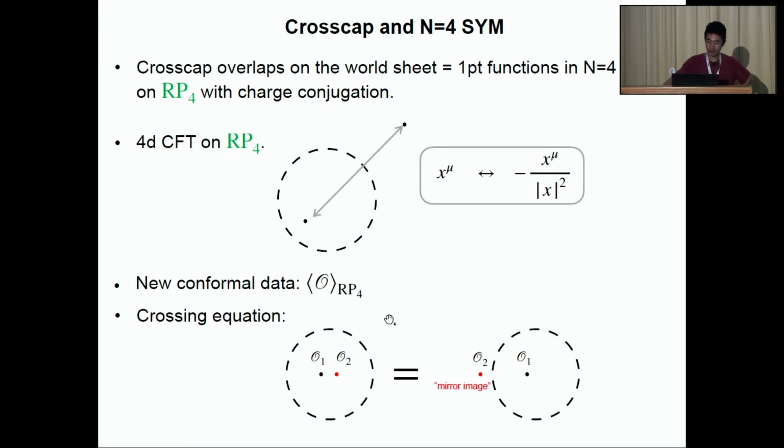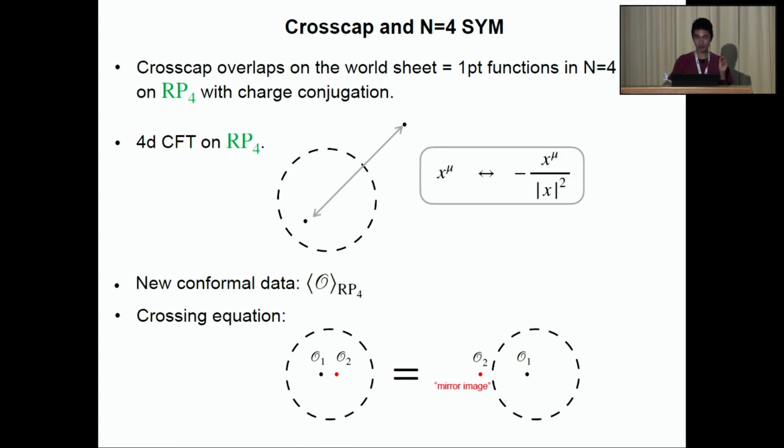And the crossing equation schematically takes this form. Here I'm taking the fundamental domain to be the interior, but that's okay. You take two operators, and there are two different ways to perform the OPE of these two operators. One is to do the OPE directly by approaching the two operators. Another way is to approach O1 to the mirror image of O2. So this leads to the crossing equation.